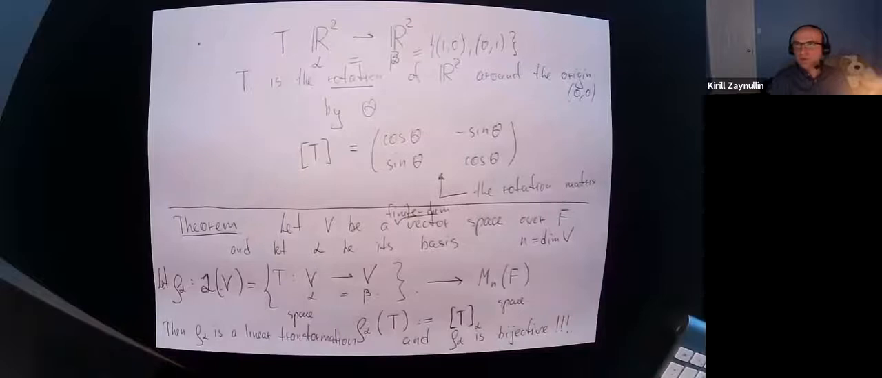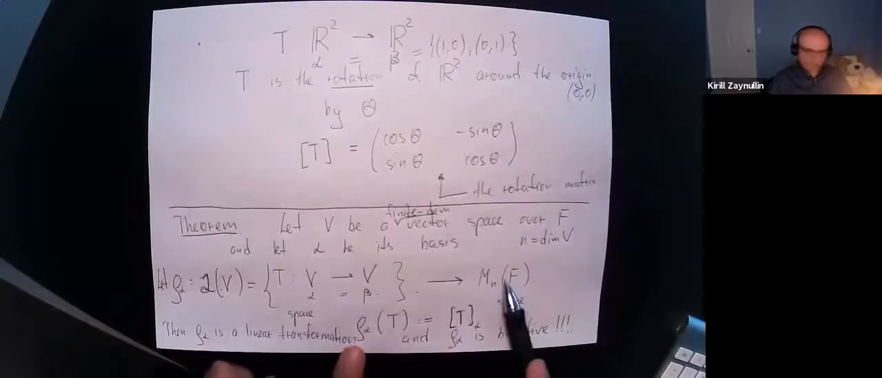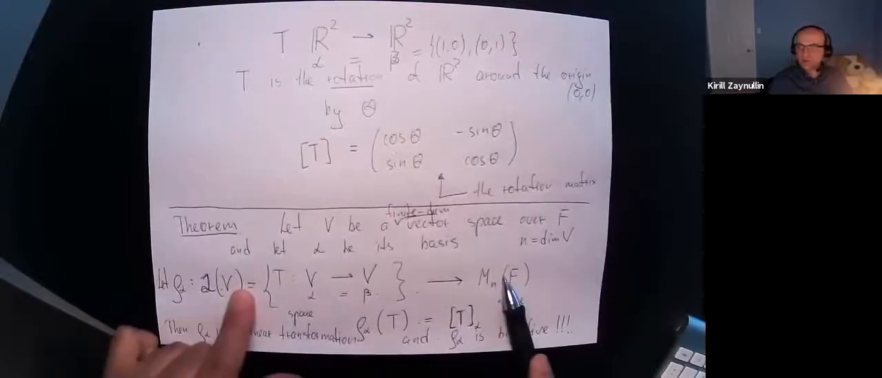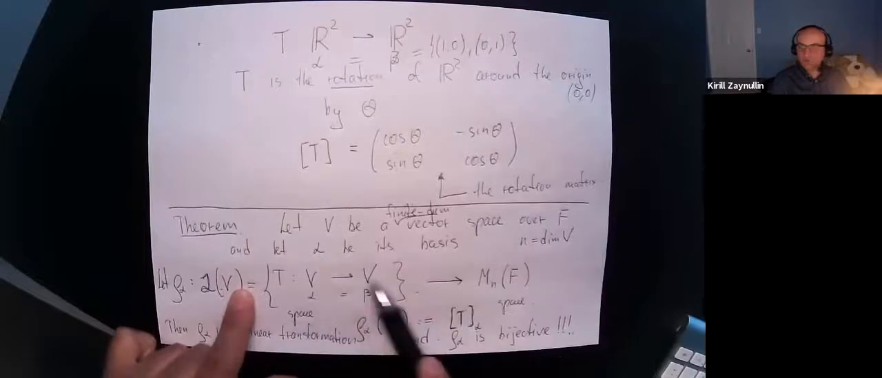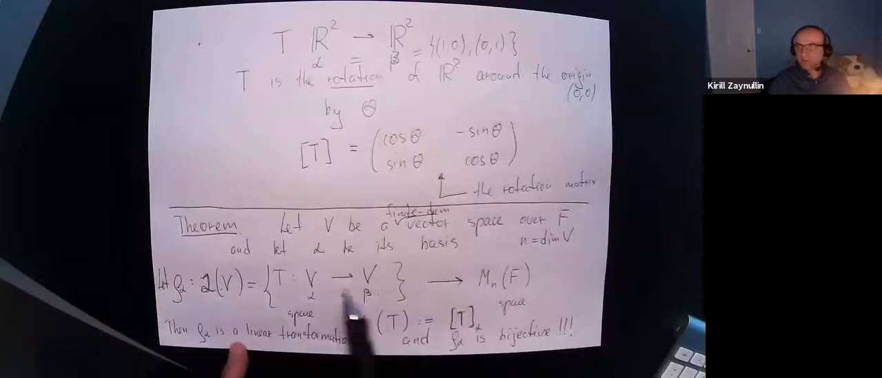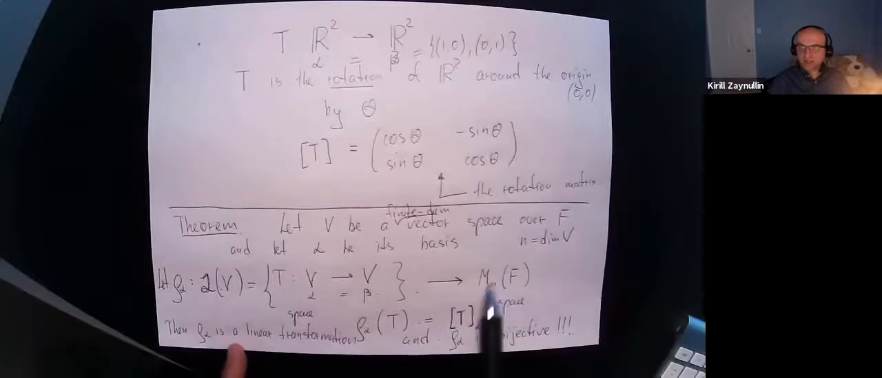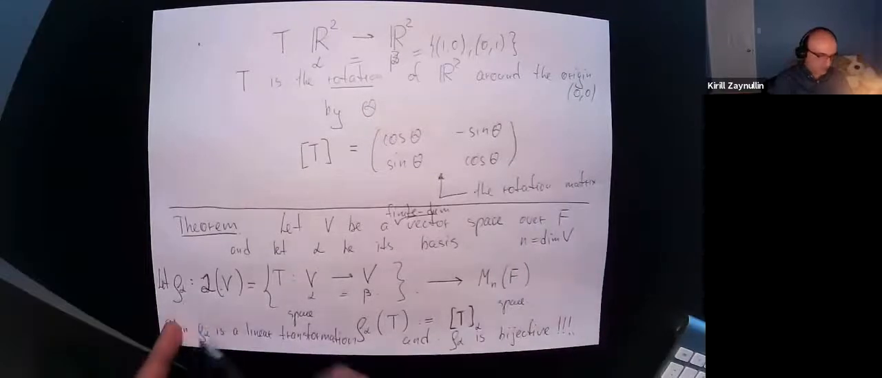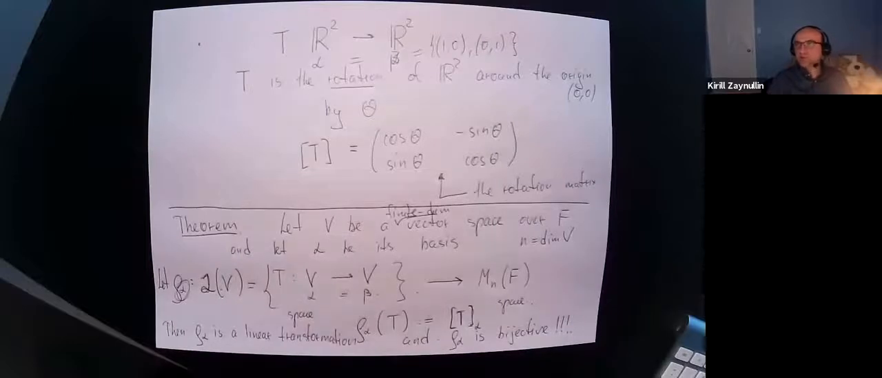So in other words, each matrix would correspond to a linear operator, and each linear operator would correspond to a matrix. There is a one-to-one correspondence between matrices and linear operators, right? Again, I would like to stress that this correspondence depends on the choice of the basis alpha. If you choose a different basis, then the correspondence will be different because the coefficients will be different.